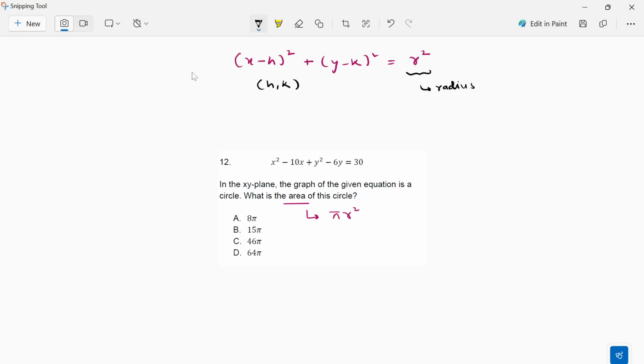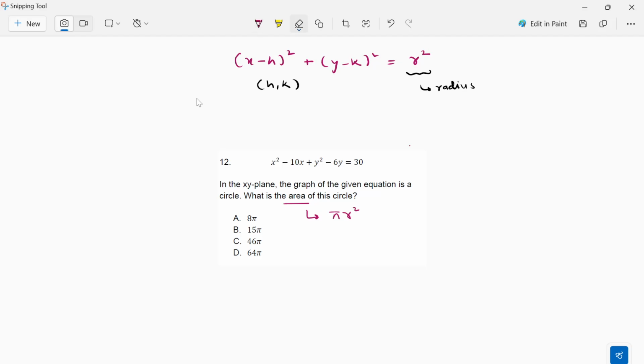But the given equation is not given to us in the standard form. Now I have seen many students making this mistake: they think that this 30 is the radius, but it's not. Or they try to find the square root of 30 and mistakenly think it is going to be 15, and they find the area of the circle by thinking that 15 is the radius and they get 15 pi, which is incorrect. So our first step is going to be to convert this equation into the standard form.